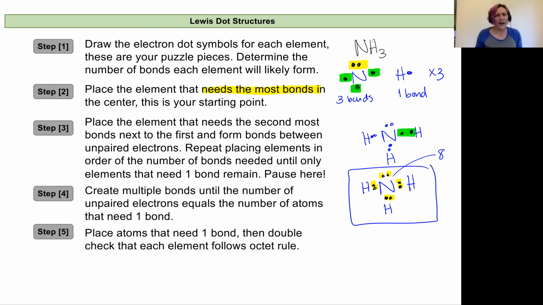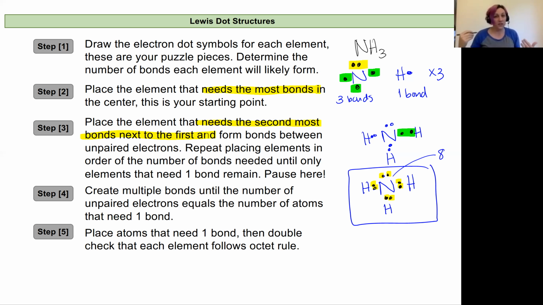So what if you have more than just 2 different elements? What if you have some elements that need more than 1 bond? Or what if you need to have multiple bonds? Well, when we are placing the element in step 3 that needs the second most bonds, I'll put that next to the one that's the first. What I'm doing is always working from the element that needs the most bonds out to the one that needs the least. That means I'll place things like hydrogen and halogens like fluorine, chlorine, bromine, and iodine last.